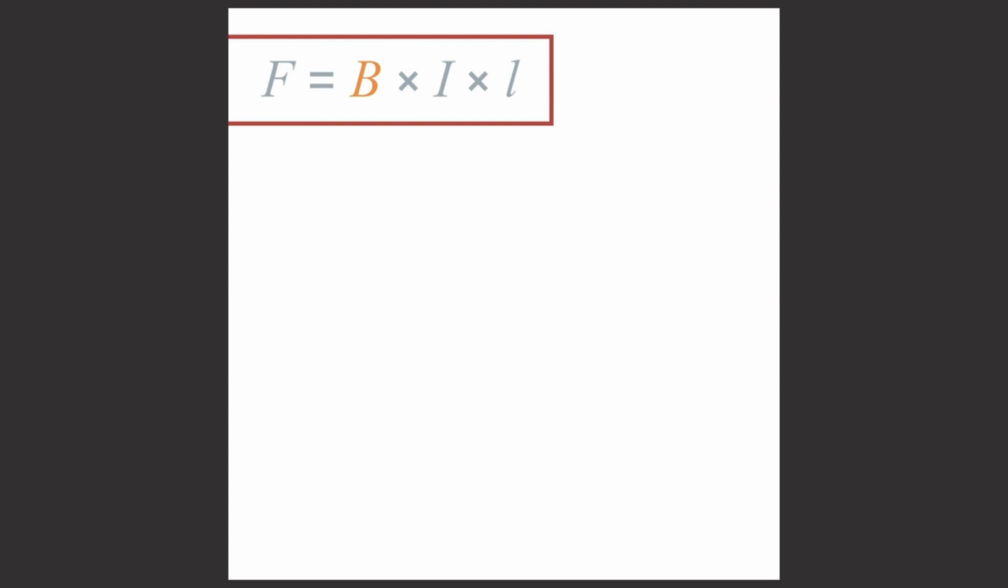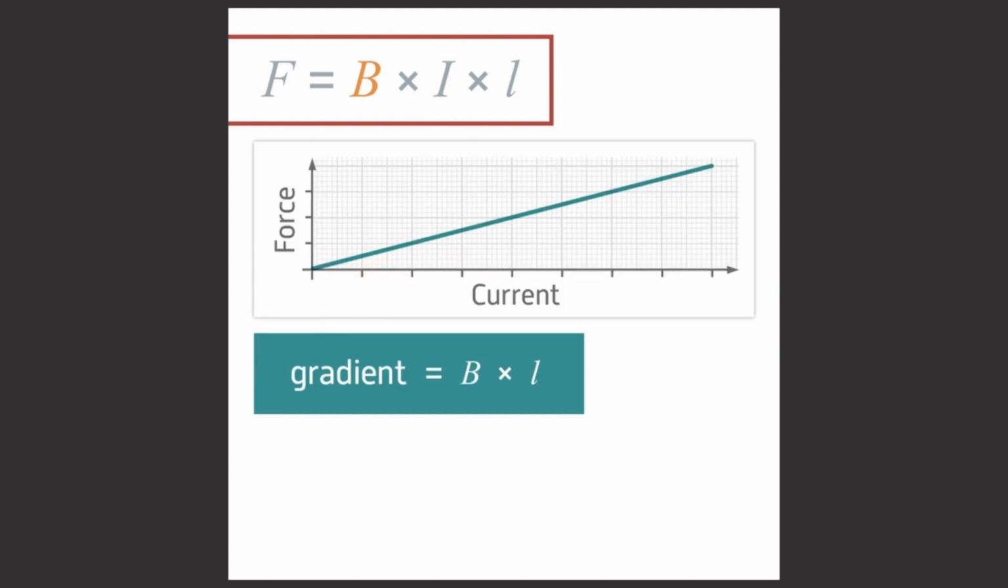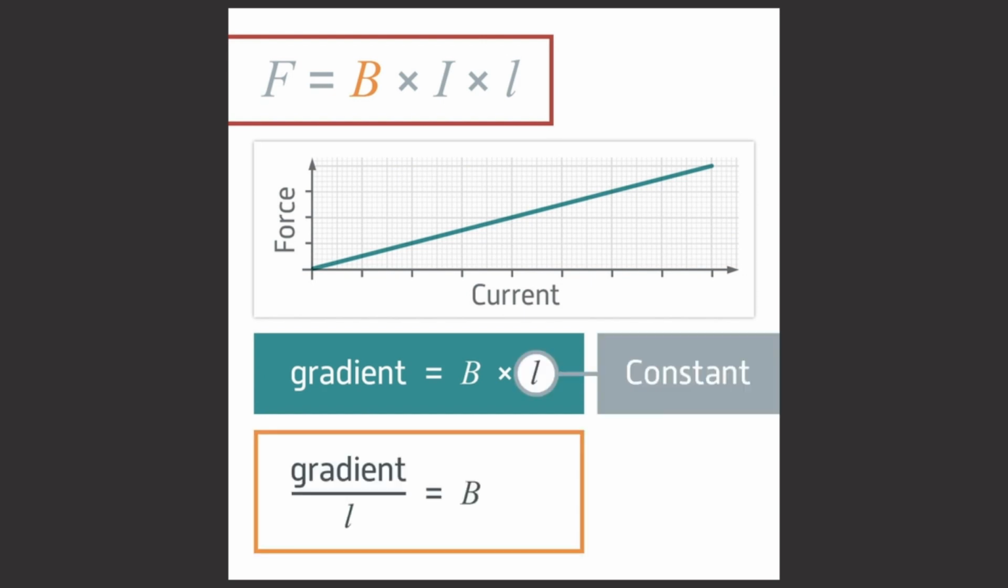You can calculate B because the gradient of your graph of current against force would equal B multiplied by L. L is constant, so dividing your gradient by the length of the conductor would give you the flux density of the magnet.